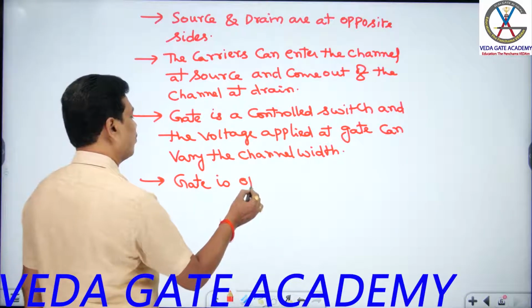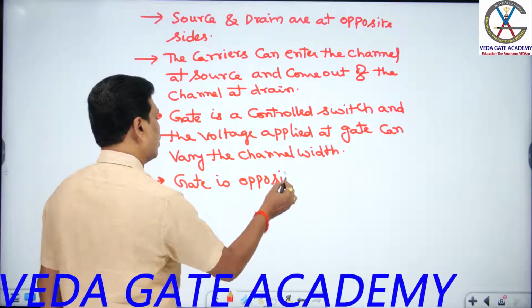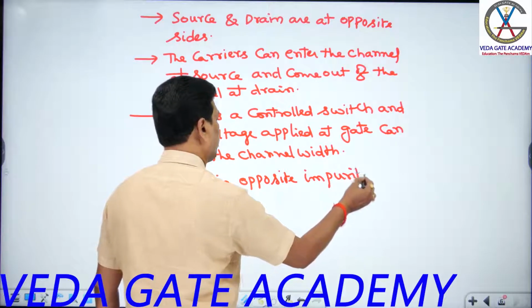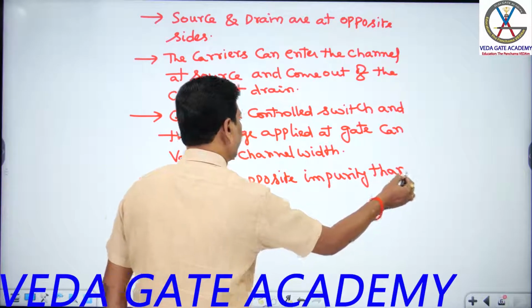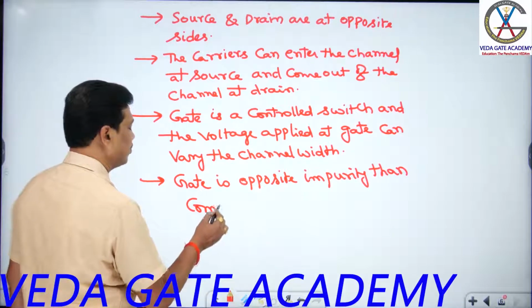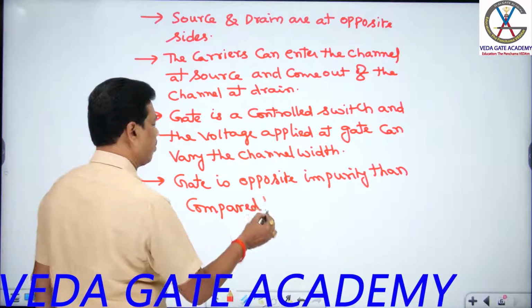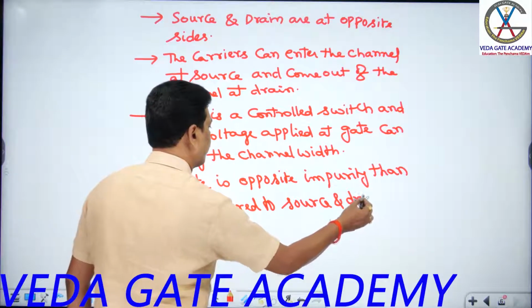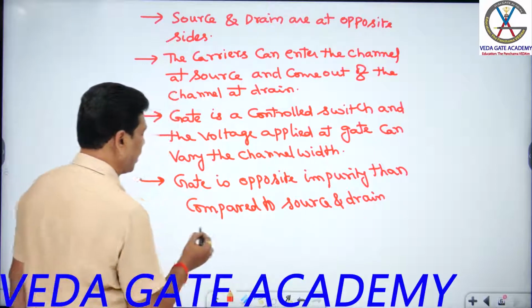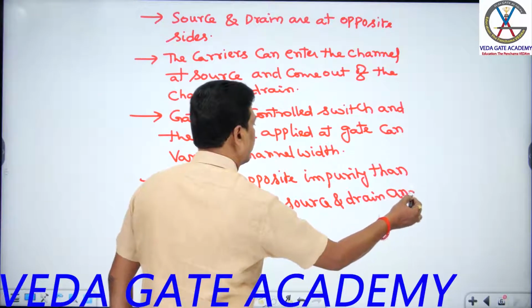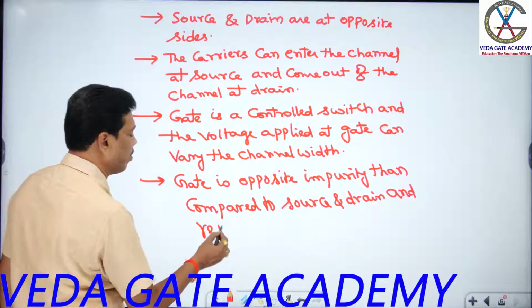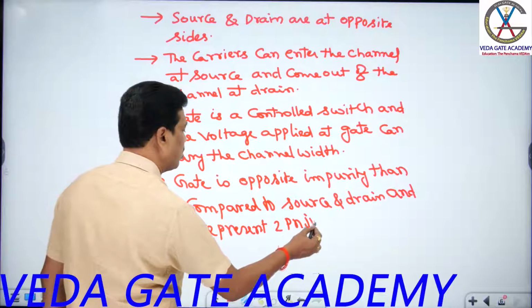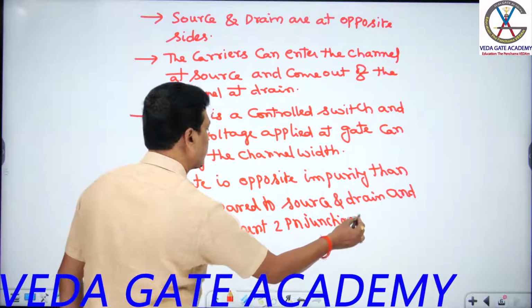Gate is opposite impurity compared to source and drain, students. So because of opposite impurity, that can define two PN junctions, students.